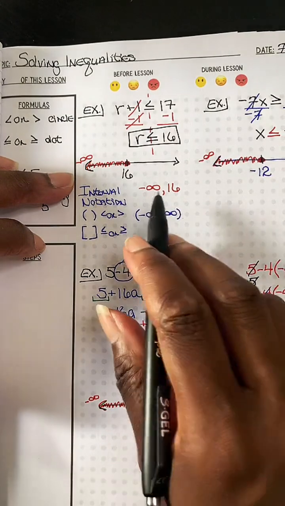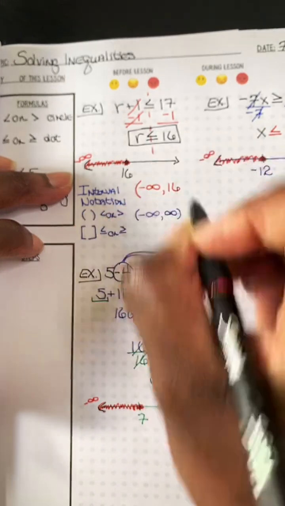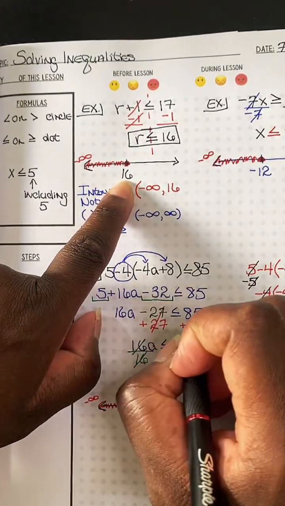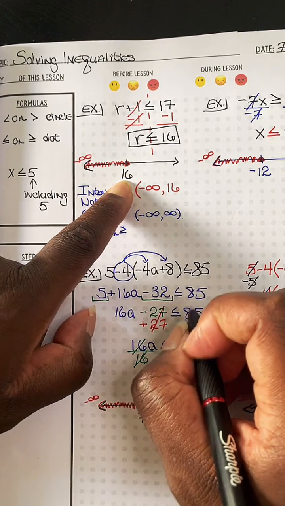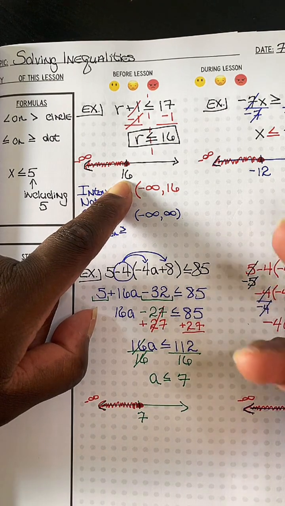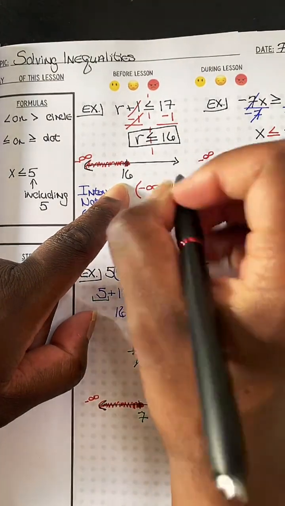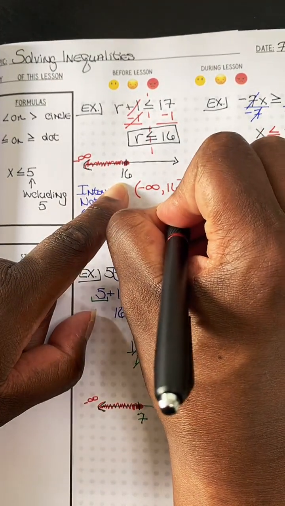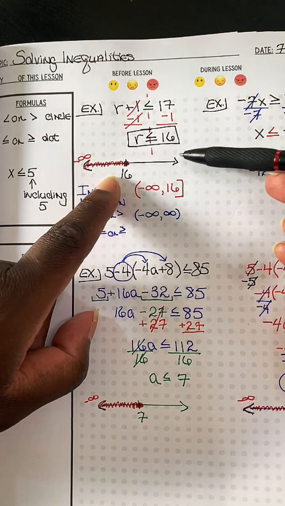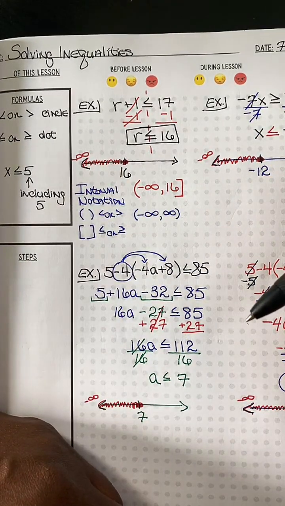Like I said, the infinities always have a parenthesis because it's unbounded. But there's a definite stop at 16. It's not saying 16.1, 16.5, 17 point something. No, at 16, boom, done. That makes it bounded. So this is the interval notation of this graph of this inequality.